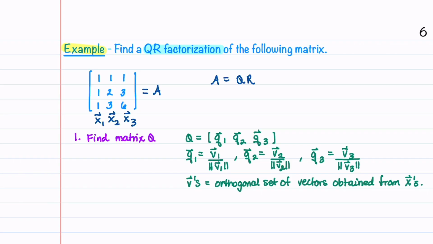The first thing that we're going to do is find matrix Q. Matrix Q contains 3 vectors, Q1, Q2, and Q3, and those vectors are orthonormal vectors. Q1, Q2, and Q3 come from vectors v1, v2, and v3, and our v vectors are the orthogonal set of vectors that are obtained from our x's, which are the columns of our matrix A. We're going to use the Gram-Schmidt algorithm to find these vectors v.